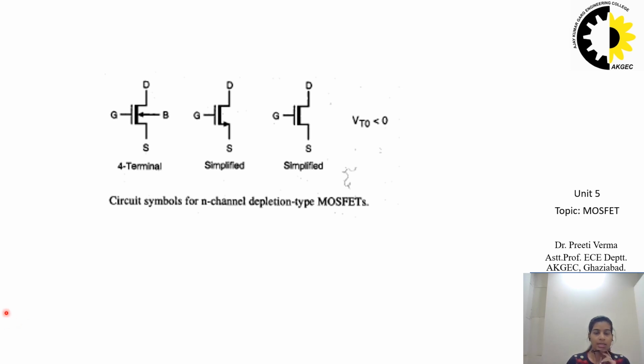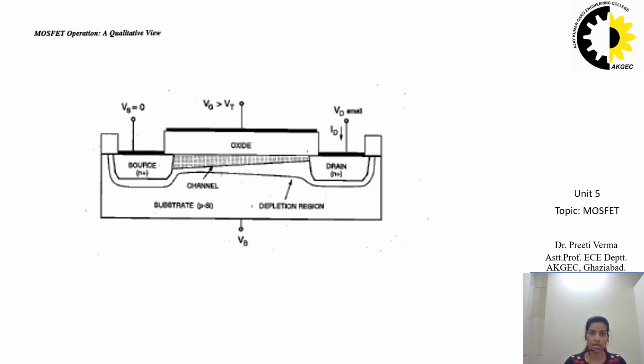Now these symbols represent another kind of MOS, the circuit symbol of the N-channel depletion type MOSFET. The difference from the previous one is that this side is made broader. If the side towards the gate is made broader, it represents a depletion type MOSFET. In a depletion type MOSFET, the channel is already there during the fabrication process, so this broader side represents the channel already formed during fabrication.